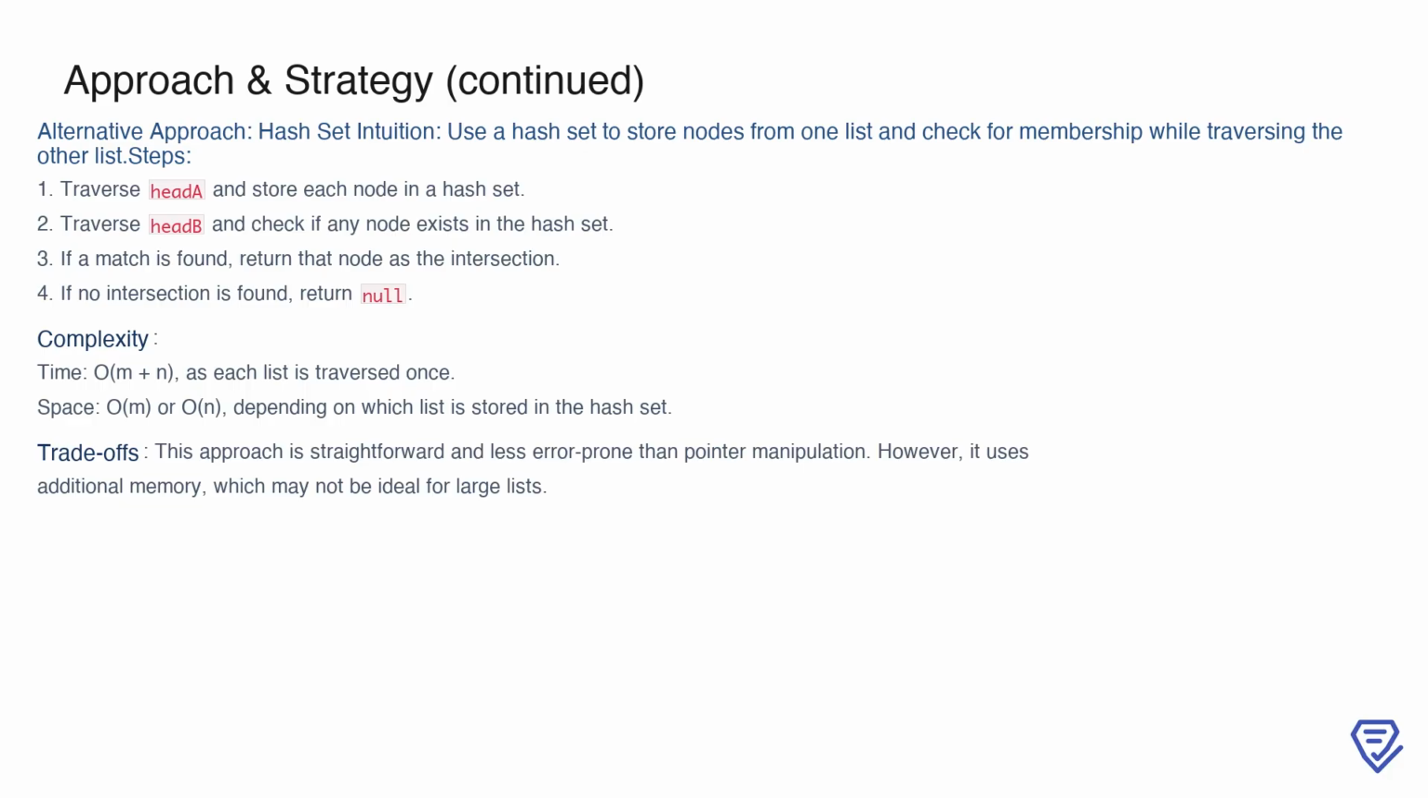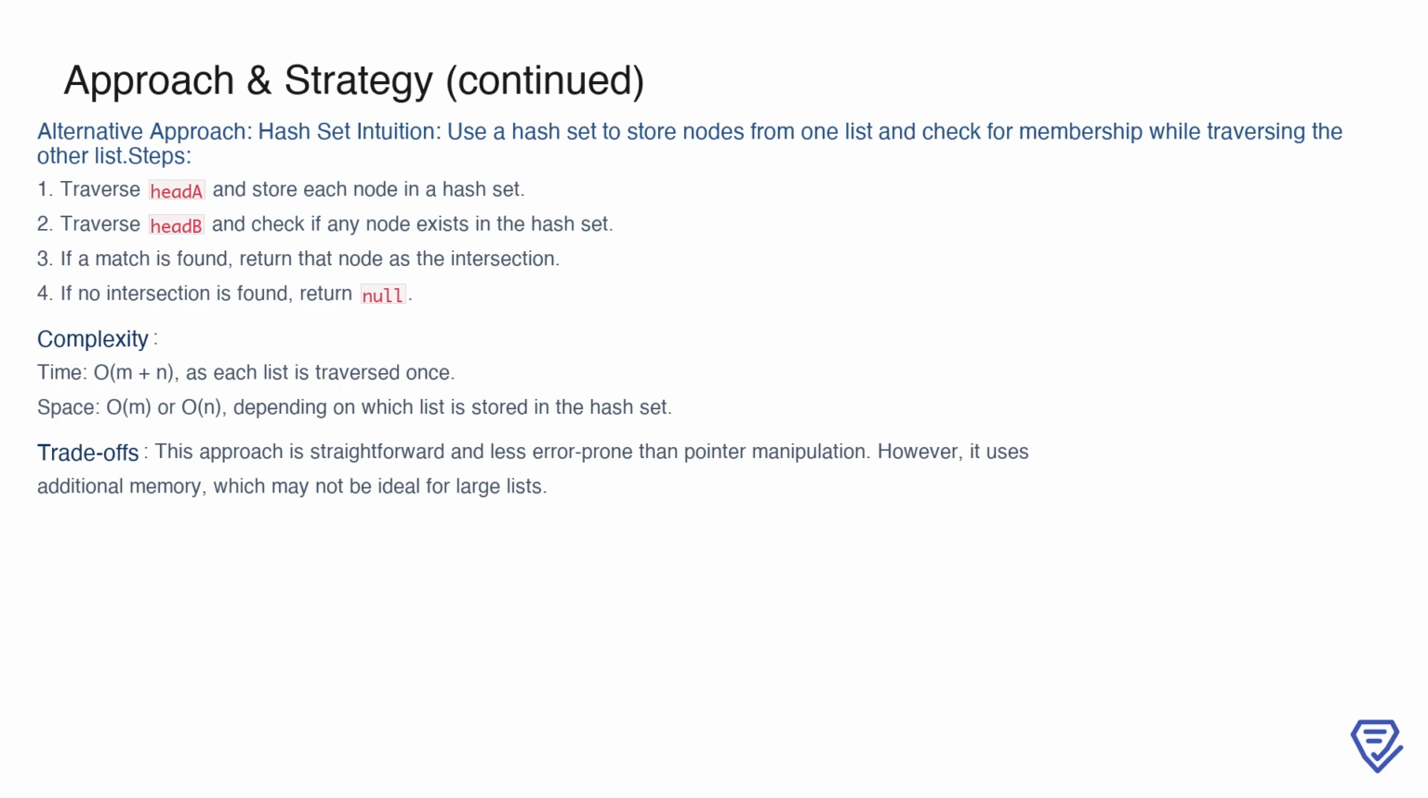Another approach to solving this problem is by using a hash set. The intuition here is to leverage the properties of a set to quickly check for shared nodes between the two lists. First, we traverse the first linked list and store each node in a hash set. Then, we traverse the second list and check if any of its nodes exist in the hash set. If a match is found, that node is the intersection and is returned. If no match is found after traversing both lists, we return null.